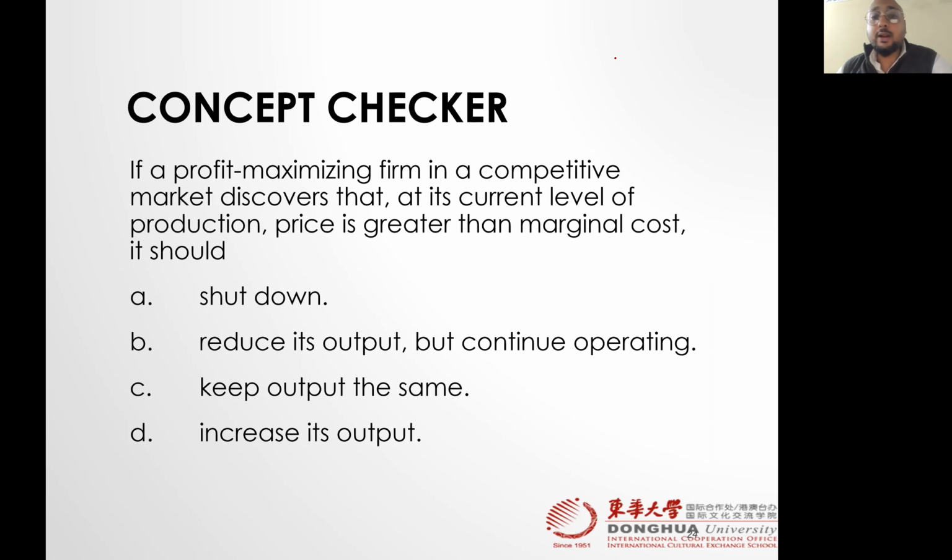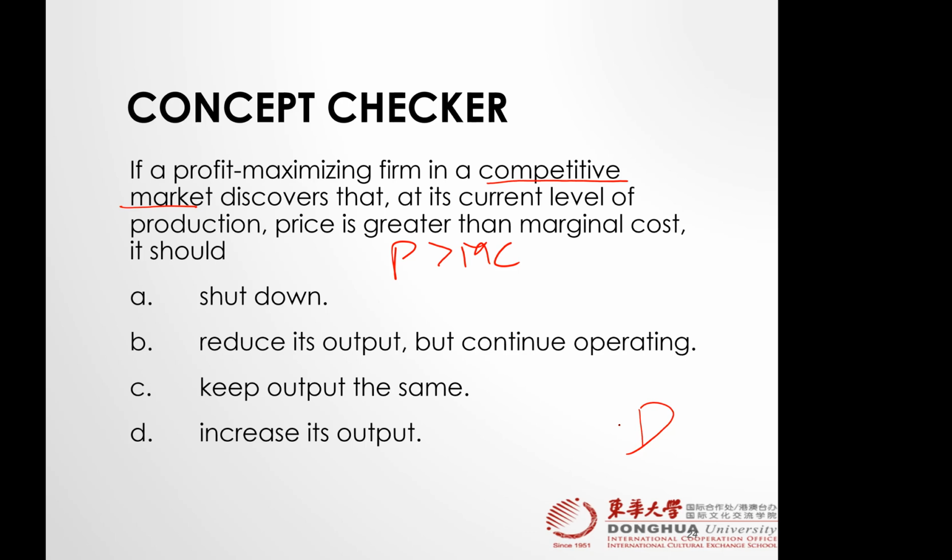If a profit maximizing firm in a competitive market, what did I say? Underline the market type, let's say, discovers that at its current level of production, price is greater than marginal cost. It should, you tell me. D, increase its output. Okay, Oliver said D. Others? D also. Nana, Om, Varun, Ella? I think D. B or D? D. Okay. We have chats. D, okay.